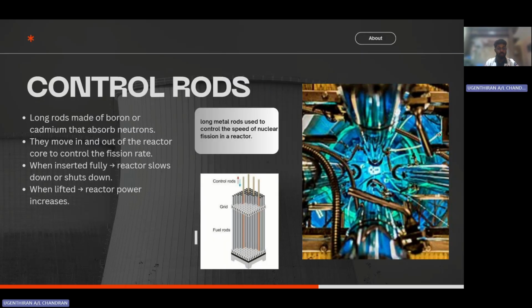Next, control rods. Control rods are long metal rods used to control the speed of nuclear fission in a reactor. The rods are made of boron or cadmium, which absorb neutrons. They work by moving in and out of the reactor core to control the fission rate. When the rods are completely inserted, the reactor slows down. While lifted, the reactor power increases.